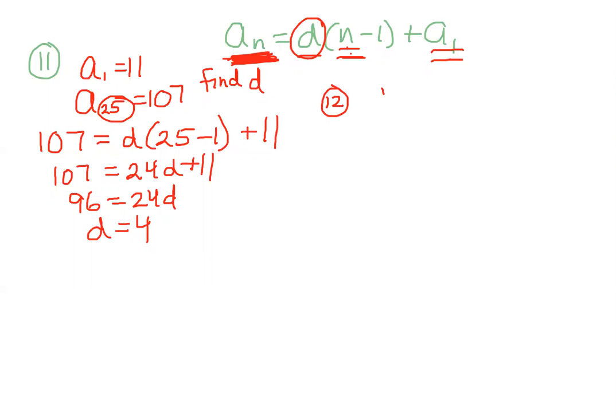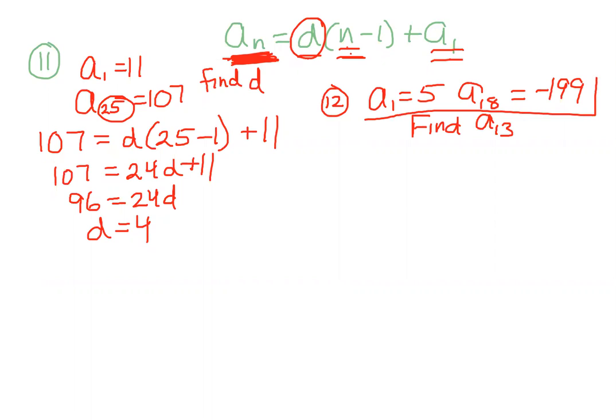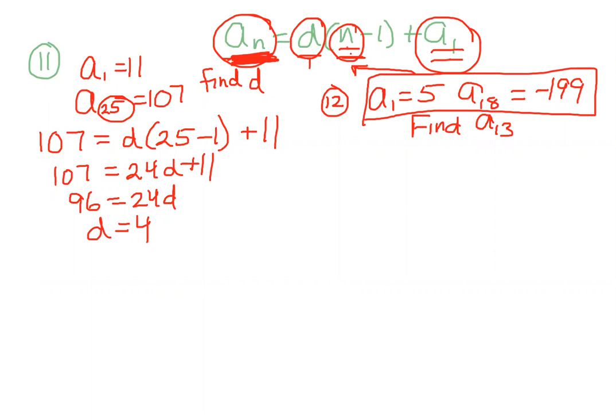All right, number 12, we have A1 equals 5, and A18 equals negative 199, and we need to find A13. So we're going to have to do 2 steps for this one. We're first going to look at what we're given here and what do we not know in this equation. We know A1, we know AN, we know N, we don't know D.